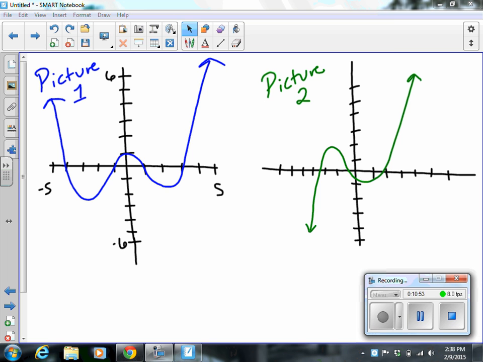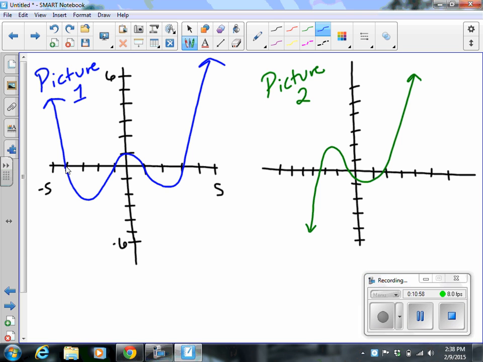So to start with picture 1, I have a 0 here at approximately -4, 0. I have a 0 at -1, 0. I have another one at 1, 0. And then my last one is approximately at 3, 0. I have a relative minimum about here. I have a relative max here and a relative min here.